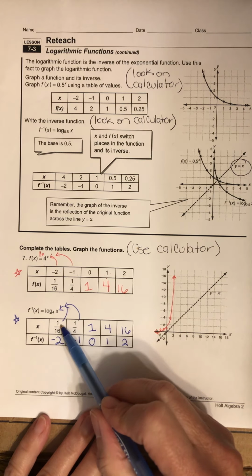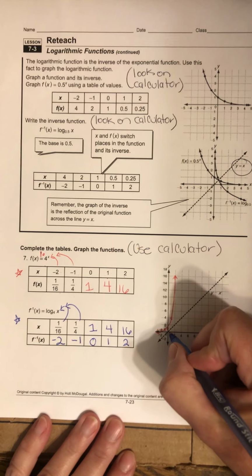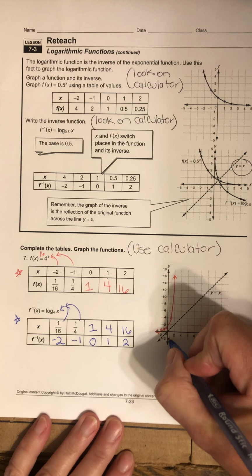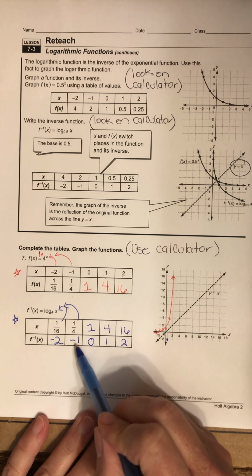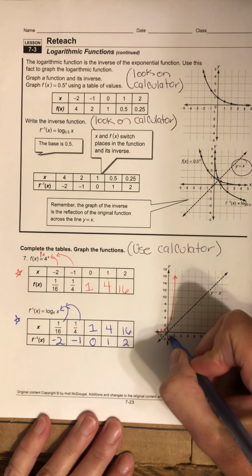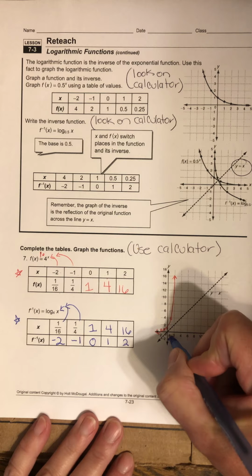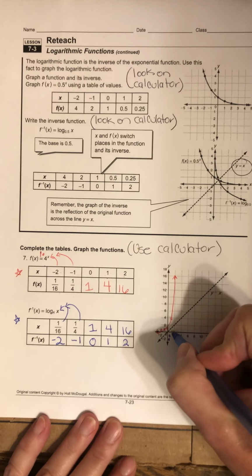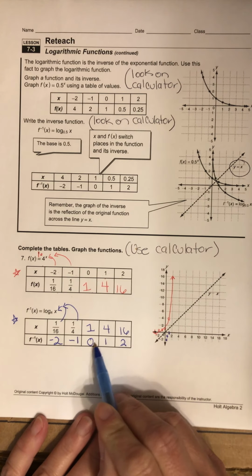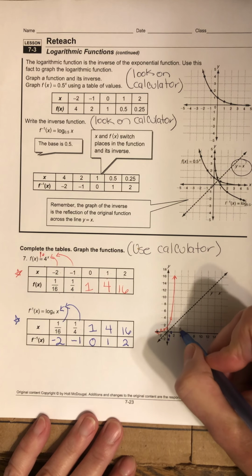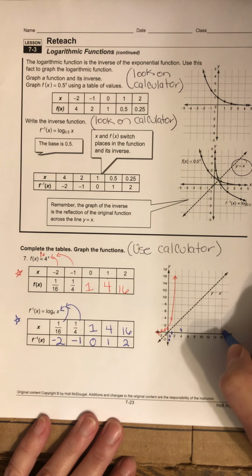Let's go ahead and graph. I'm going to graph the point 1/16 and -2. Just eyeballing that. 1/4 and a -1. 1, 0. 4, 1, and 16, 2.